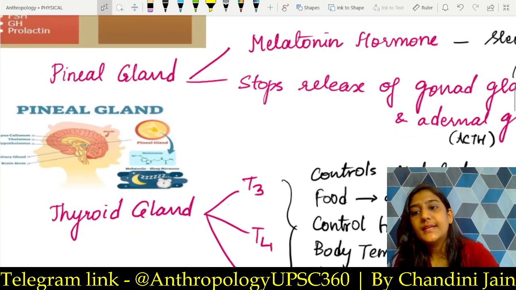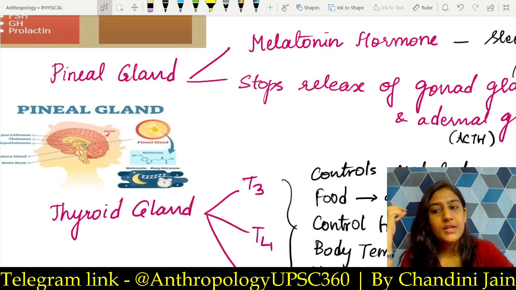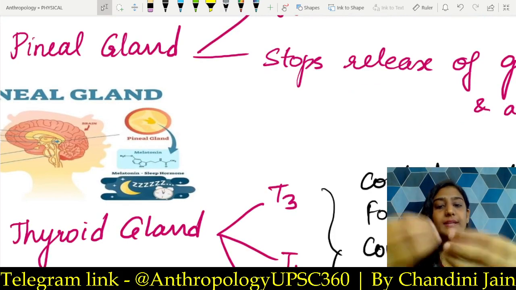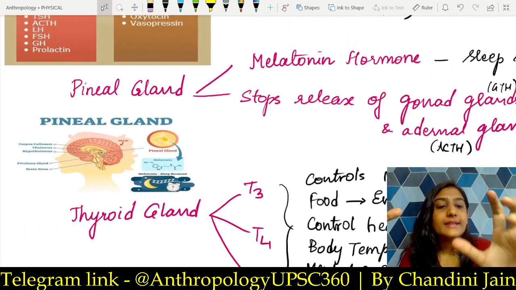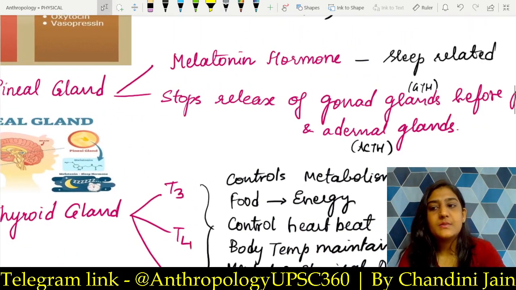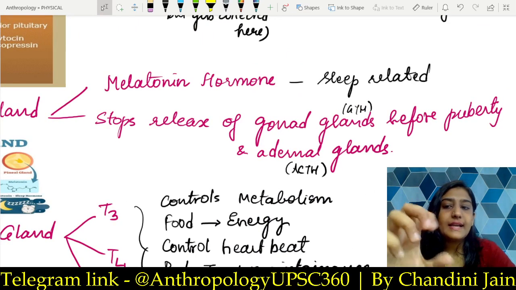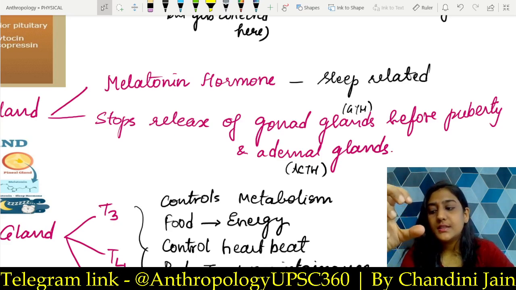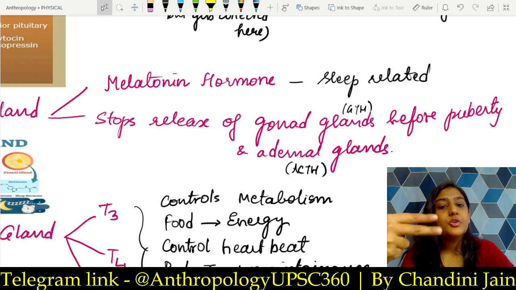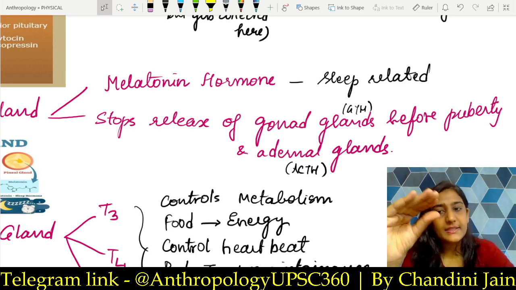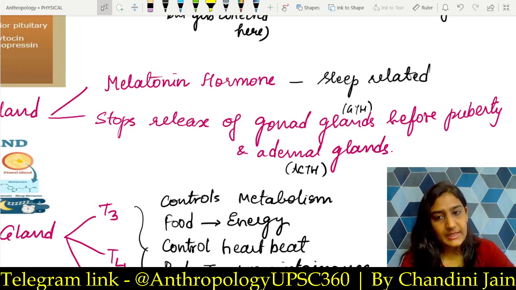Okay, then comes the pineal gland. Pineal gland is also there in your brain section. Okay, now pineal gland looks something like this, and it is the one that helps you to have a good night's sleep. Melatonin hormone is released by the pineal gland, and that is sleep related. What else does it do is that it stops, or rather does not allow, the release of gonadal hormones and the adrenal hormones before you hit puberty. Okay, so in a sense GTH and ACTH are always present in the body, but they are not released out of the glands. Why?